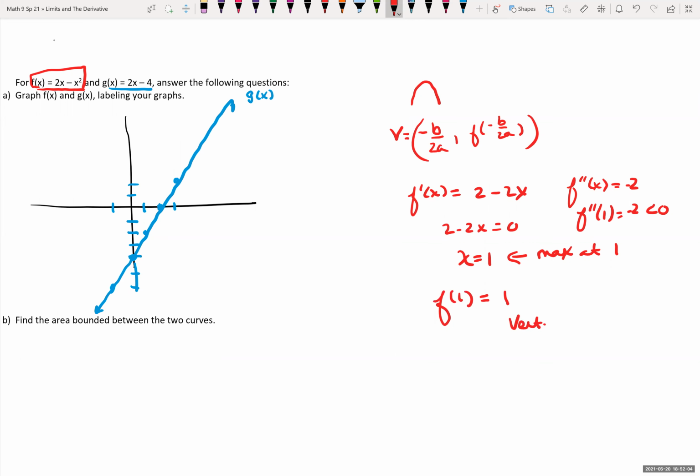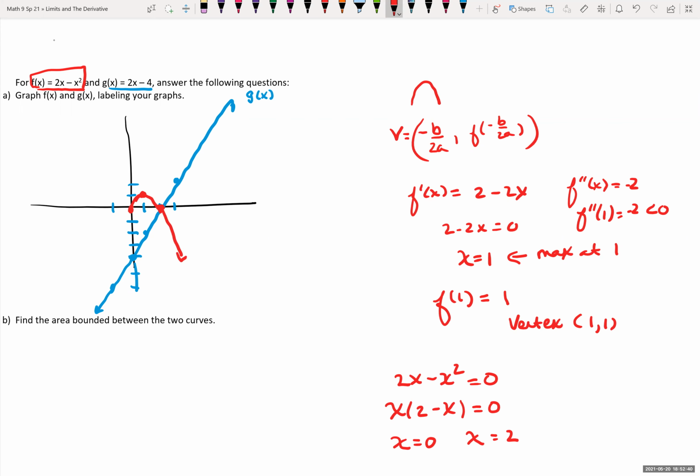I can find out where this is crossing the x-axis. I know, again, it's facing downwards. And I'm looking at when is f of x equal to 0. I can factor out an x, which would give me 2 minus x equals 0. And so this is when x is 0 and when x is equal to 2. And this is going to be coming downwards.